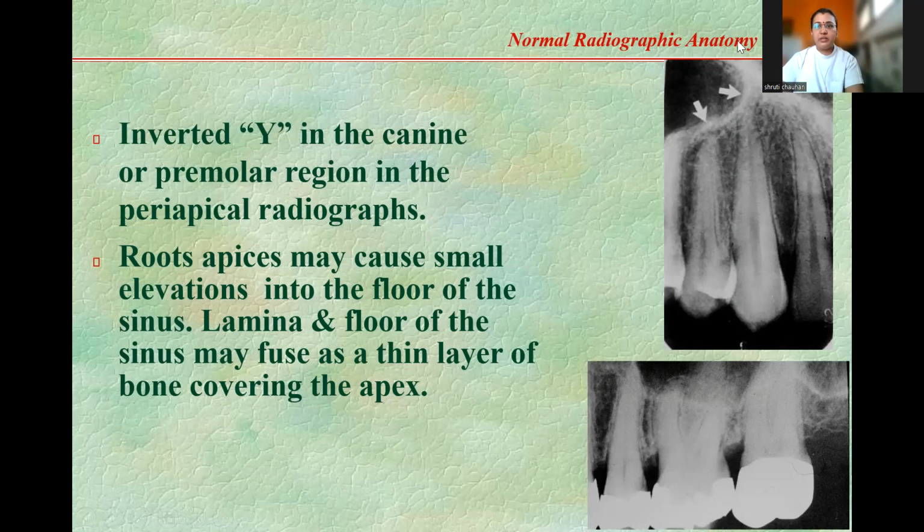Can you see over here? So it's called the inverted Y line of Ennis, and this is seen above your canine. So whenever I ask you to take a canine radiograph or a maxillary first premolar radiograph, most probably, if you've angled it correctly, you will see two white lines like this and one extending up. So that is the Y line. Okay, done?